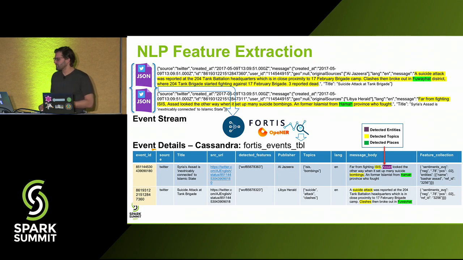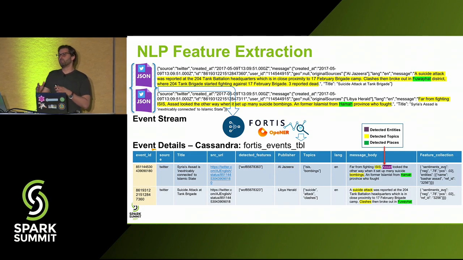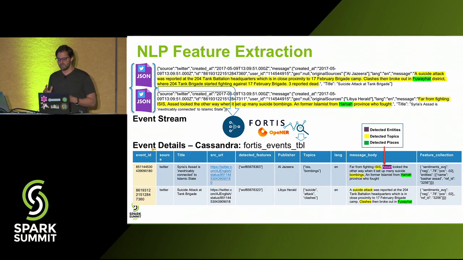Some of the other metrics that we're extracting from these messages, other than the topic and the place, is also the detected entity. So with OpenNER, they support named entity recognition. So we're able to then draw interrelationships between not only the topic, but also the mentioned organization.